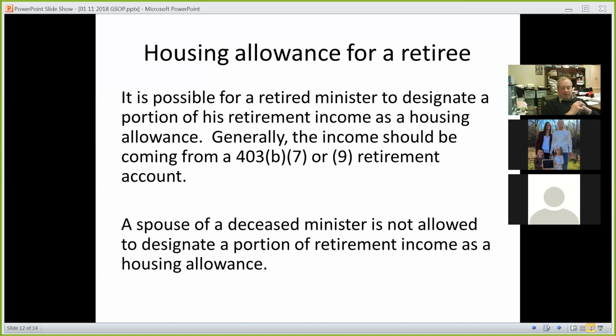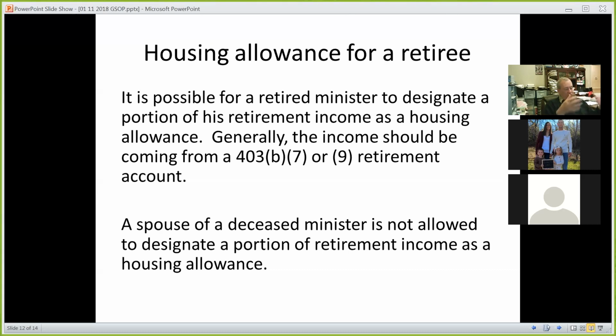All right. It is possible for a retired minister to designate a portion of his retirement income as housing allowance. It's better if that income comes from a 403(b), either 7 or 9, retirement account. A 403(b) account is similar to a 401(k) account, except it's run by a nonprofit entity or a government entity or something like that. So a church that has a 403(b) retirement account for their minister, they can designate a portion of that retirement income as housing allowance.